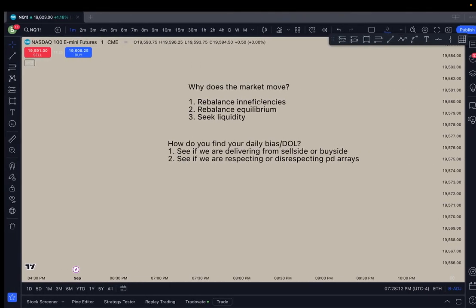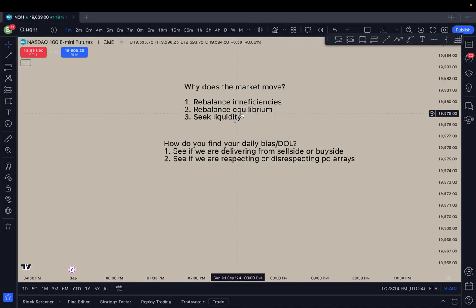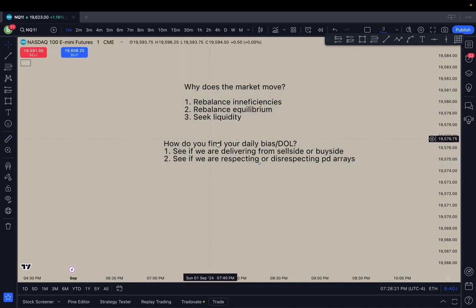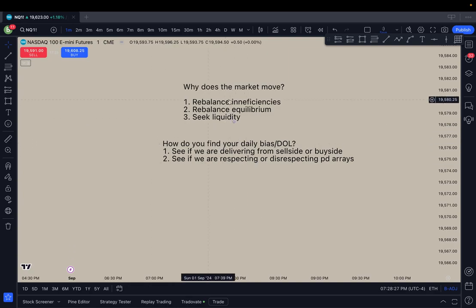If all of these are aligning, most of the time, if everything here aligns, guys, you are going to be having an A+ model 10 out of 10 times. Your draw on liquidity has to be aligned with your overall entry model, and you will have an A+ model all the time, okay? And then from here, we are delivering from sell side, and we are disrespecting bearish PD arrays, okay?